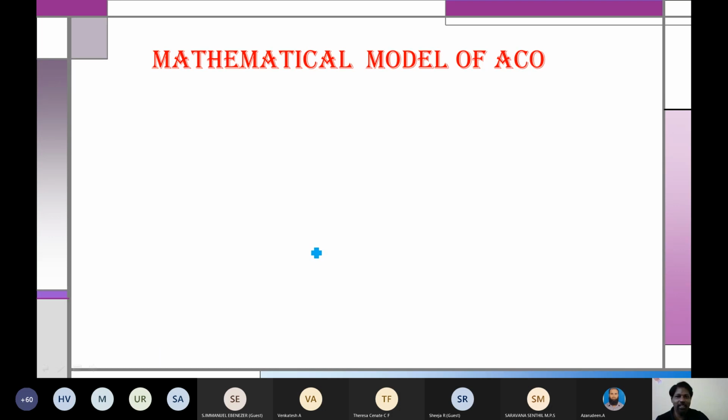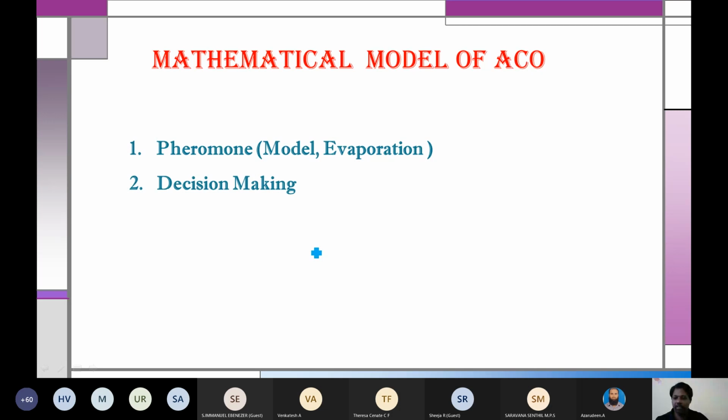So how this has to be mathematically modeled, I'll just tell you, but I'll explain in general. When you're applying it to your problems, you can modify it accordingly. First, we are talking about pheromone, right? We need to see what pheromone is and how to model it. Pheromone will deposit and pheromone will evaporate. For everything, we need to write the expressions. Next is decision making.